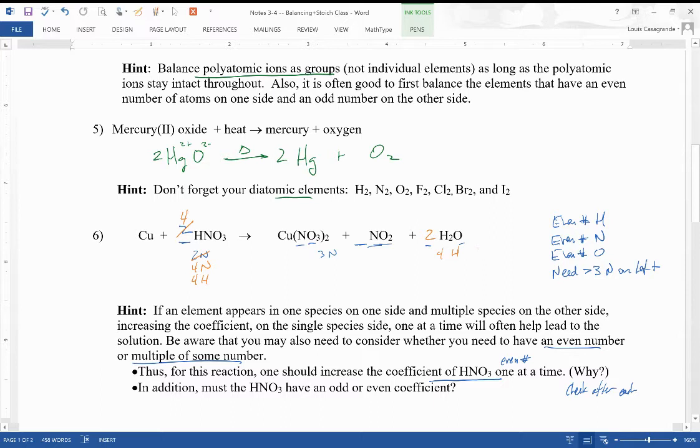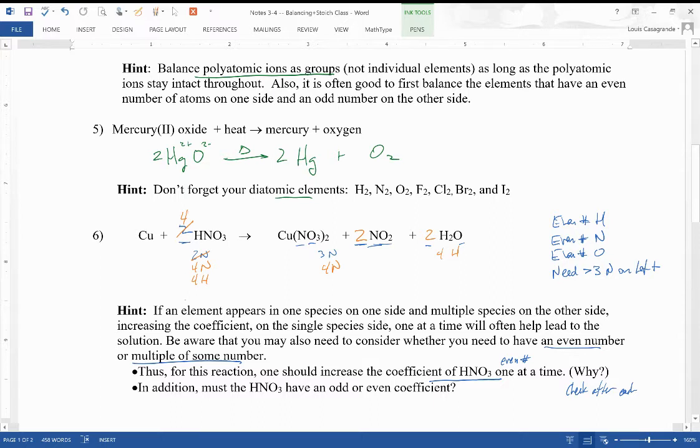That's good. I've got 4 nitrogens and 4 hydrogens. Now I get to decide where I'm going to put the 2, in front of the copper 2 nitrate or in front of the nitrogen dioxide. Because I need an even number, if I put a 2 in front of the copper 2 nitrate, that doesn't work. So I'll put a 2 in front of the nitrogen dioxide here. So that's going to give me a total of, if I add them up, 4 nitrogens. Okay, so far so good. I've got 4 nitrogens, 4 hydrogens.